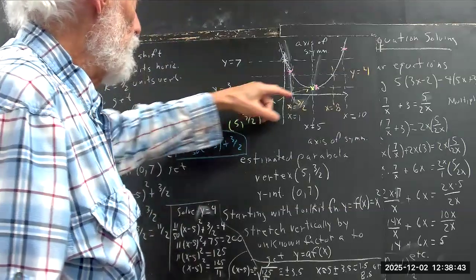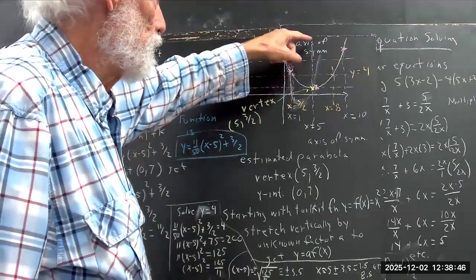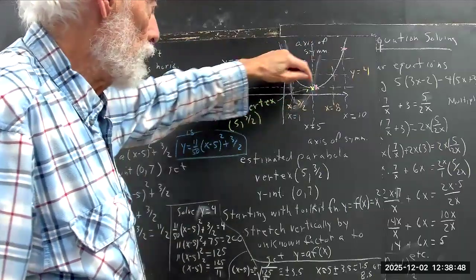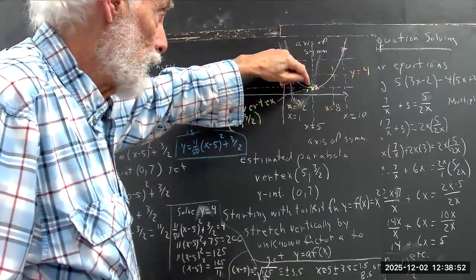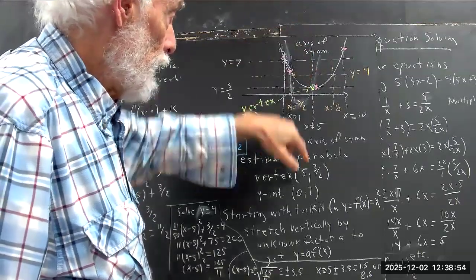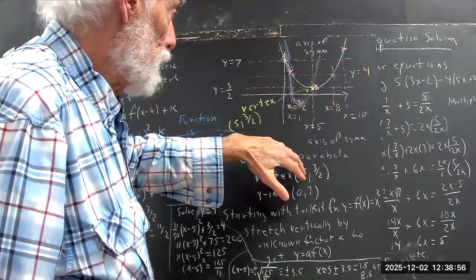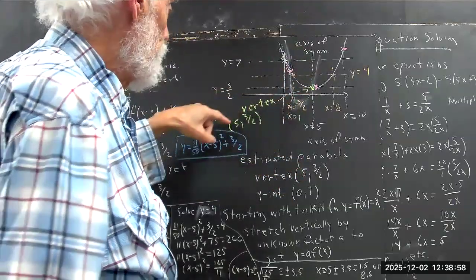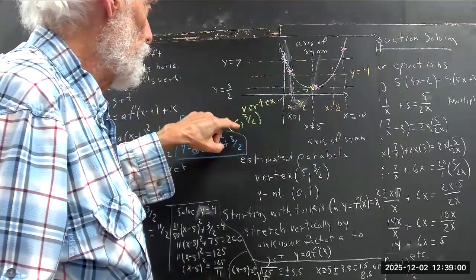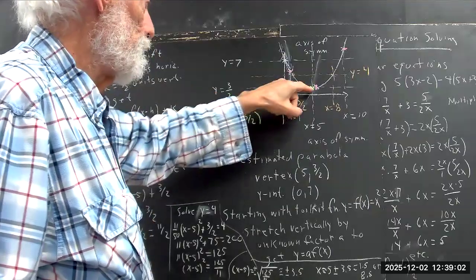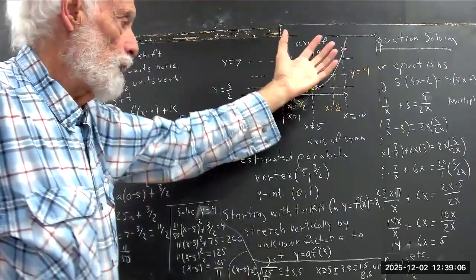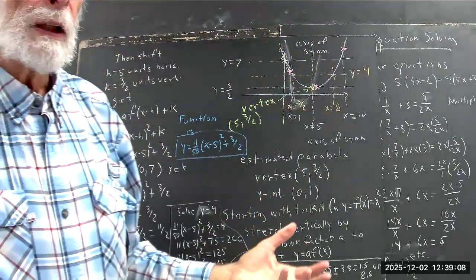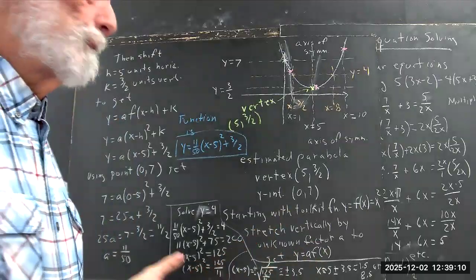And then we estimated the coordinates of the vertex, which is on the axis of symmetry, which is kind of close to one of the points that we drew, but not exactly. We want to estimate where the axis of symmetry is, cut this thing in half as best we can, get the vertex. We estimated the vertex at (5, 3/2). So we have all that information. Can we write out an equation for this thing?